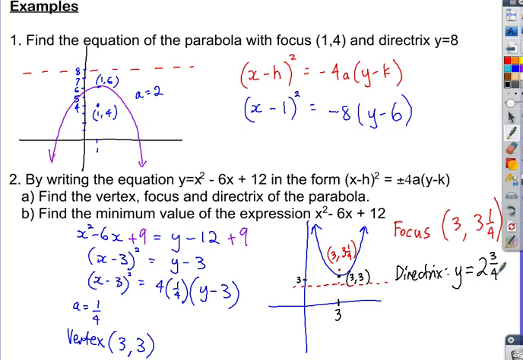So that's part A, find the vertex, focus and directrix. The vertex, focus and the directrix. How do we find the vertex? Once it's in this form, h, k, there's the vertex.